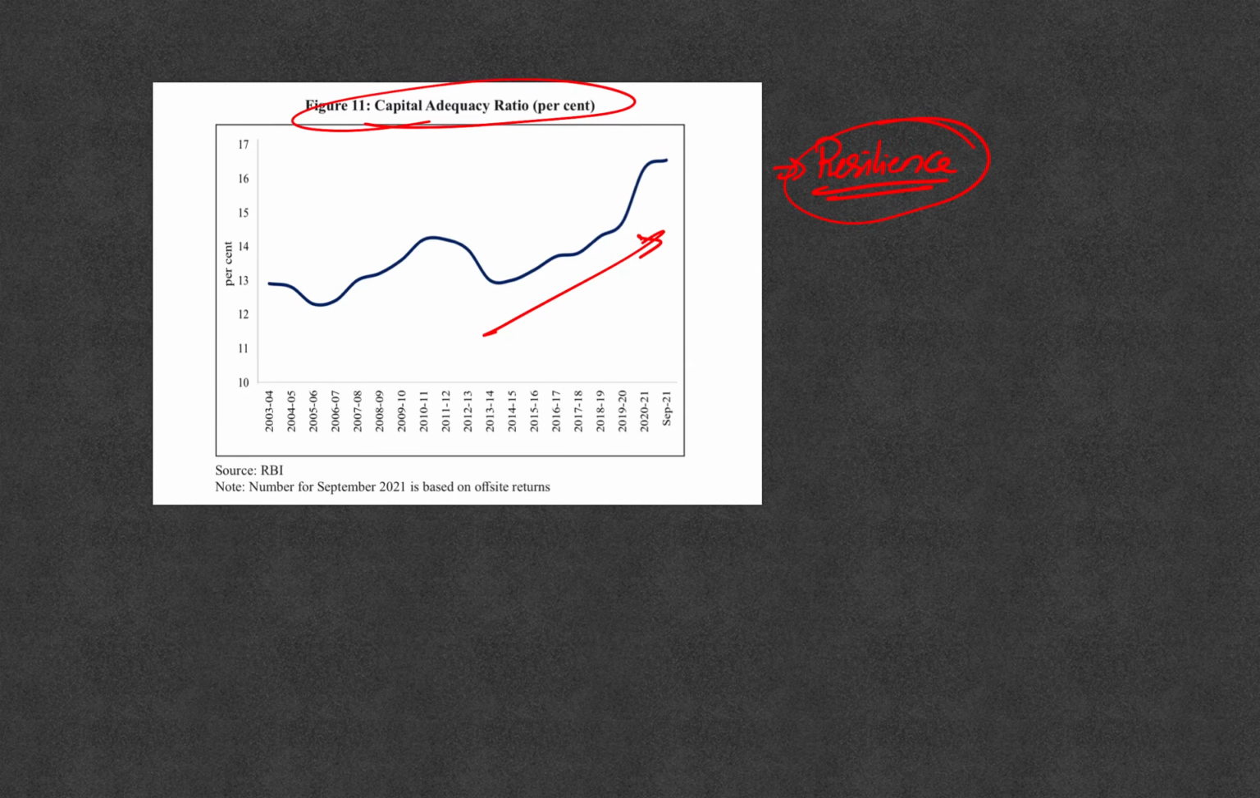In the next video, we'll be talking about prompt corrective action, how the Insolvency and Bankruptcy Code functioned over the past few years, and what are the steps taken by the government with respect to the concept of a bad bank, and what we mean by this bad bank, etc.